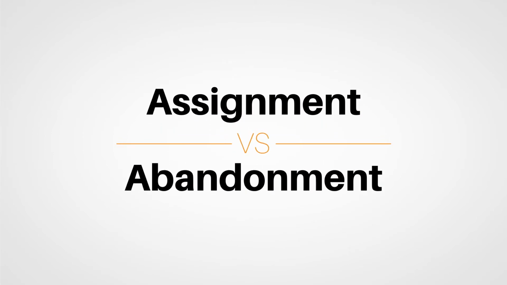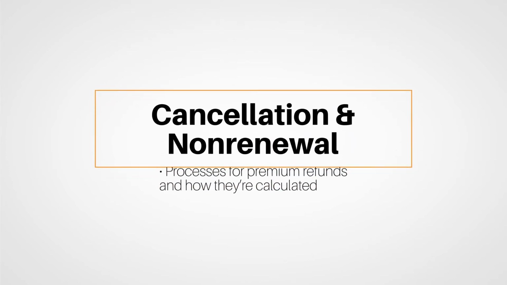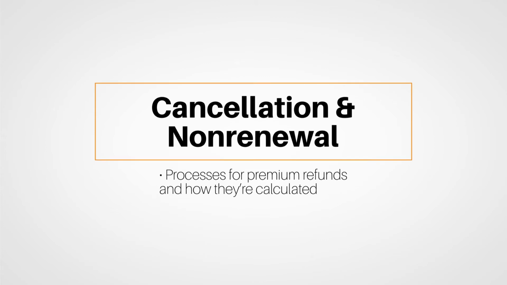You, the producer, must make sure your clients are aware of what could occur if a property doesn't have enough coverage. This portion finished with a look at assignment and abandonment, neither of which are allowed without the insurer's permission in writing. Cancellation and non-renewal provisions were then explored, and we explained the processes for premium refunds and how they're calculated. Additional material covered deductibles and situations in which more than one insurance policy covers a loss.